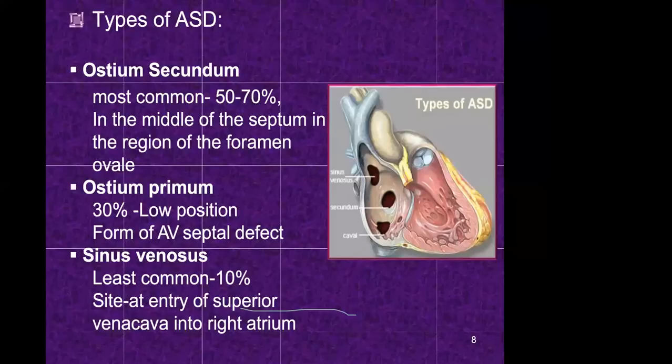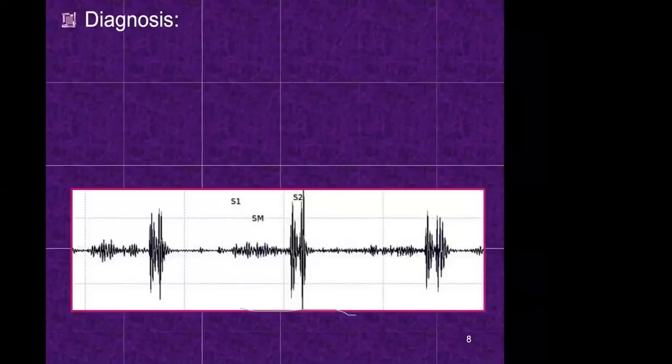Primum is the blue one. The diagram is useful, you can see. Then the sinus venosus. Why is it called this? Because it is at the site of the superior vena cava. What is this diagram which you can see? Everyone uses that, right? This can be a typical EQ for you guys. They will show it and ask, what is the diagnosis?